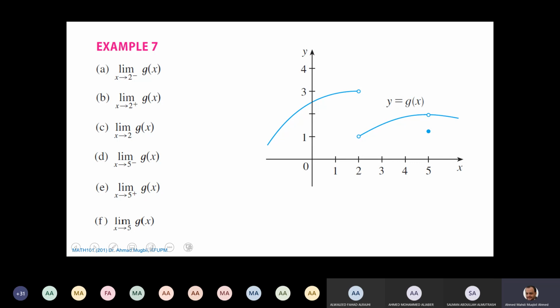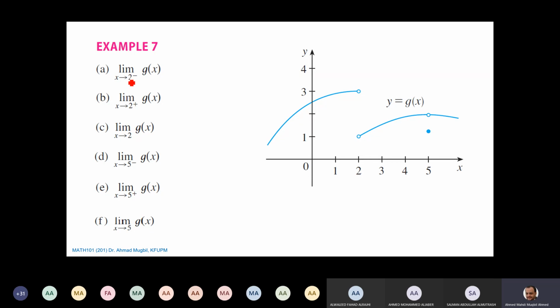Another example, ya shabab. I need to hear from you, ya shabab. Please, let me see what we can do. I'm presenting in full screen mode, so it's okay. Let's take it one by one, please.